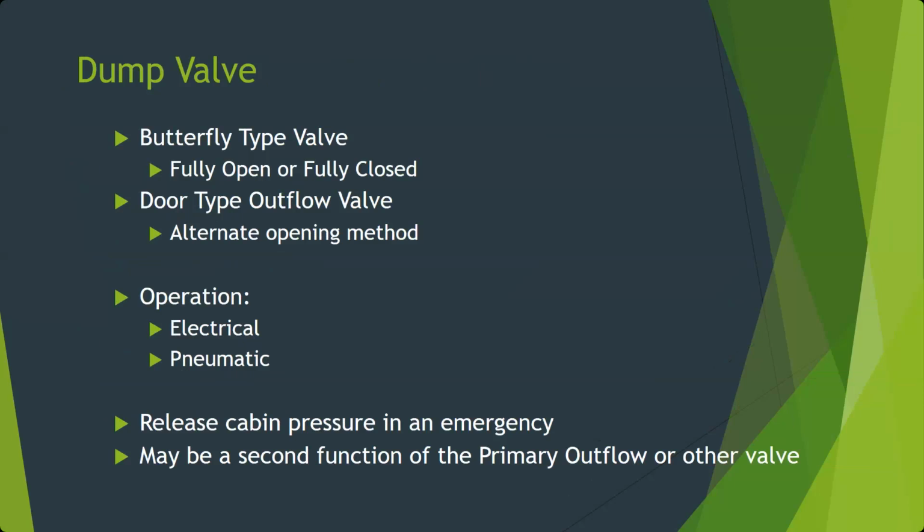Okay. The second function is that this is going to open on the ground. When the aircraft goes weight on wheels, the dump valve is going to open to prevent the airplane from pressurizing on the ground unless you override it in a manual mode.